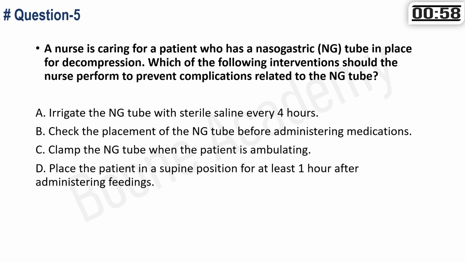Question 5. A nurse is caring for a patient who has a nasogastric NG tube in place for decompression. Which of the following interventions should the nurse perform to prevent complications related to the NG tube? A. Irrigate the NG tube with sterile saline every 4 hours. B. Check the placement of the NG tube before administering medications.